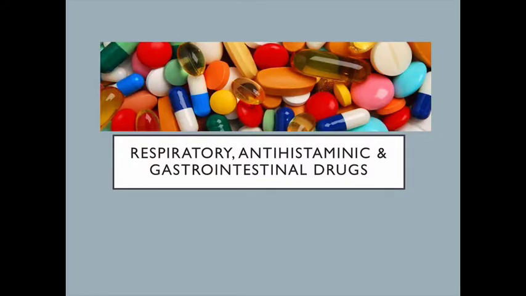So here we are introducing Unit 7 for pharmacology, and this unit is going to focus on respiratory, antihistamine, and GI drugs. So drugs for the respiratory system. We're going to talk a little bit about histamine, and we're going to talk a little bit about the gastrointestinal drugs and the pathologies for which they are appropriate.